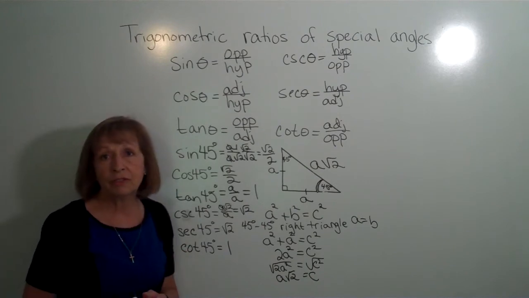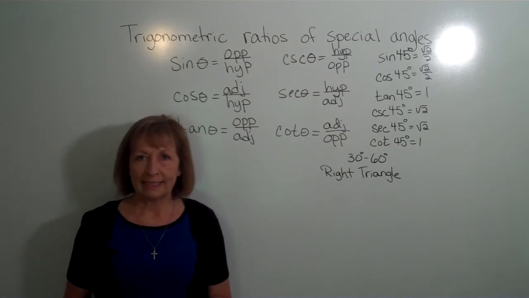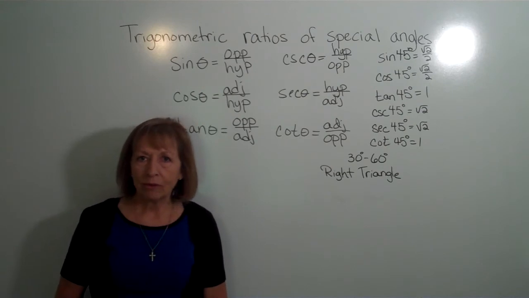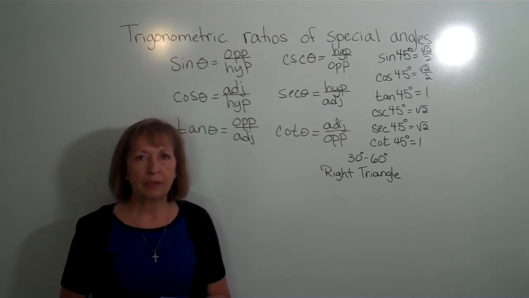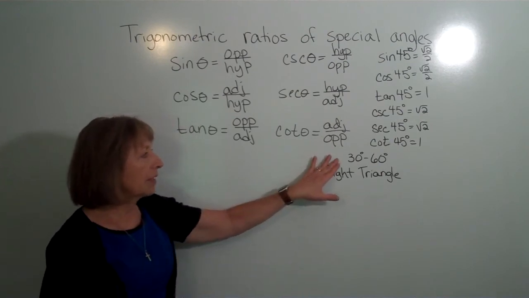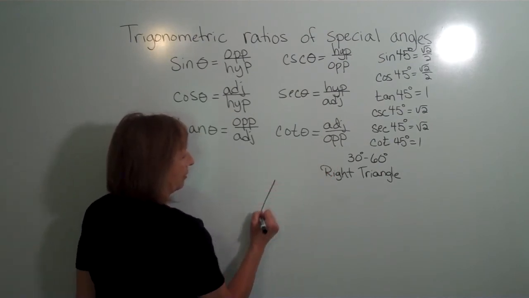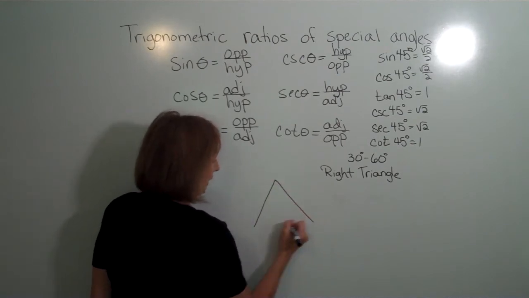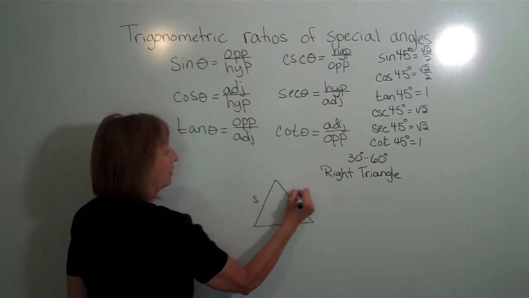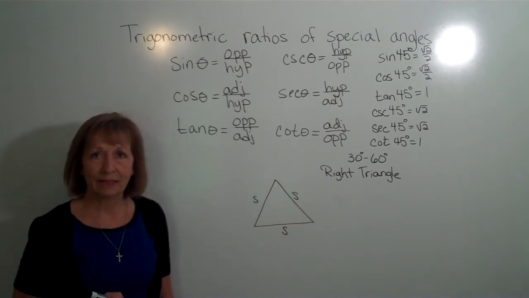Okay, next up we're going to look at the 30-60 right triangle. With a 30-60 right triangle, you want to start with actually an equilateral triangle and remember some properties with that, and then use the Pythagorean theorem. So we're going to start just with an equilateral triangle. Equilateral meaning that all 3 sides are the same. So I'm going to just put S for the lengths of the sides.